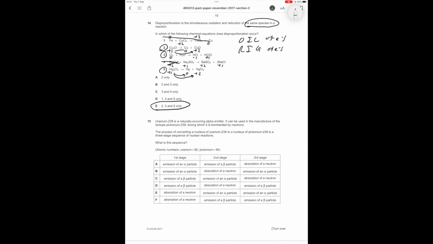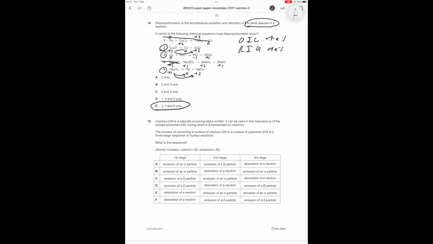The main thing you need to be able to do here is tracking the valency of each ion in the equation and understanding if it's been reduced or oxidized, and if it's been both reduced and oxidized, you have a disproportionation reaction. Okay. Question number 15 then.